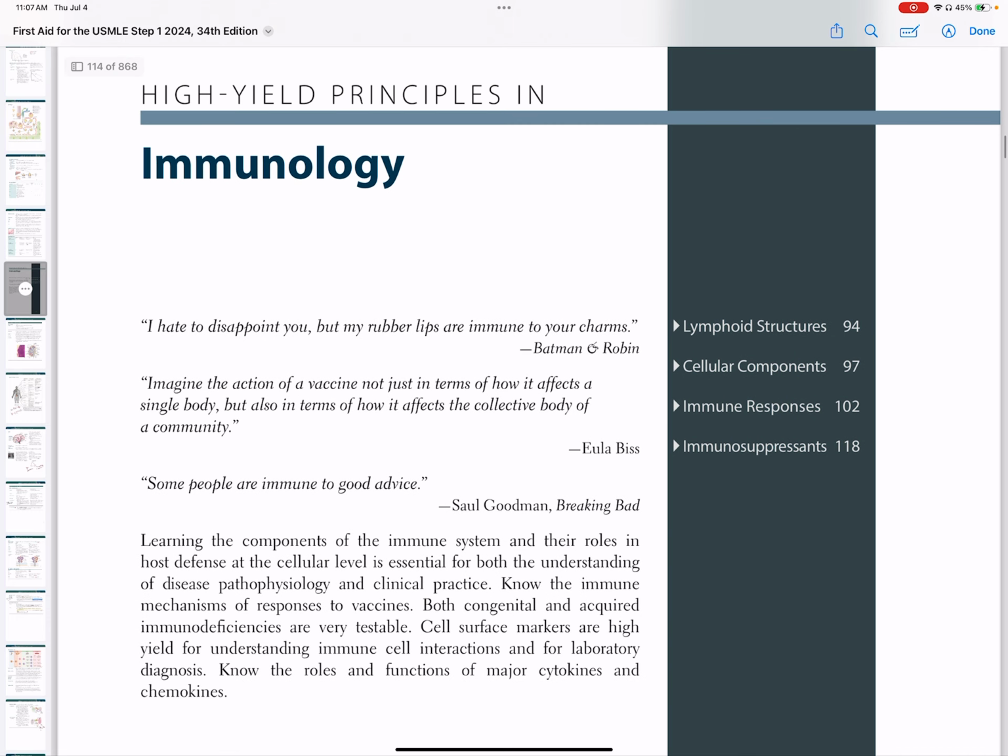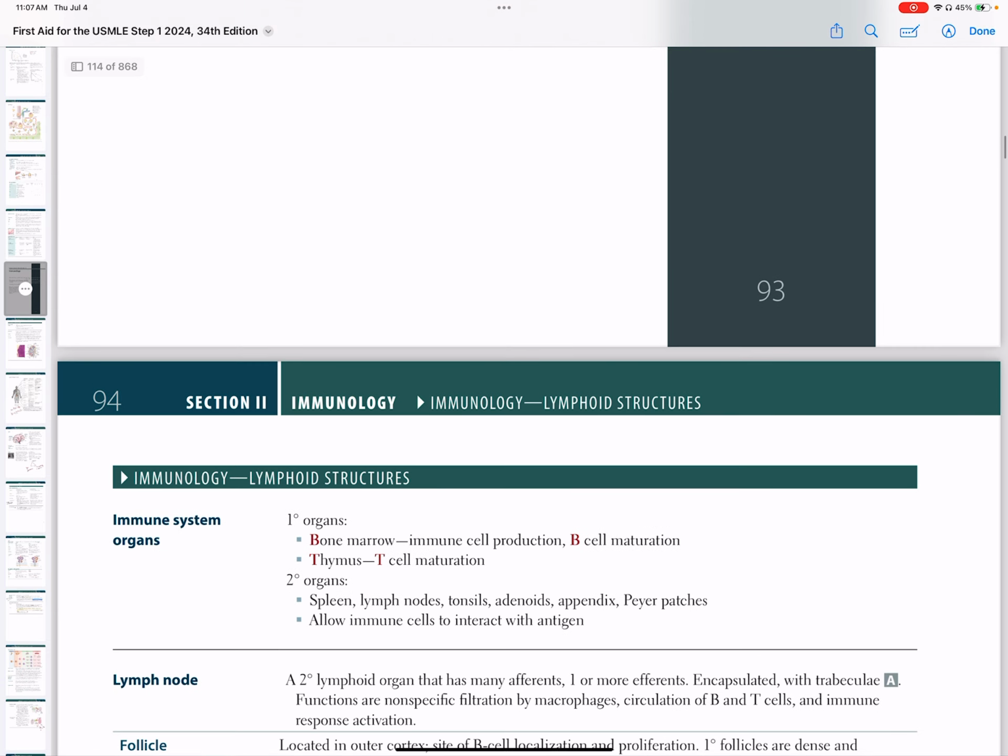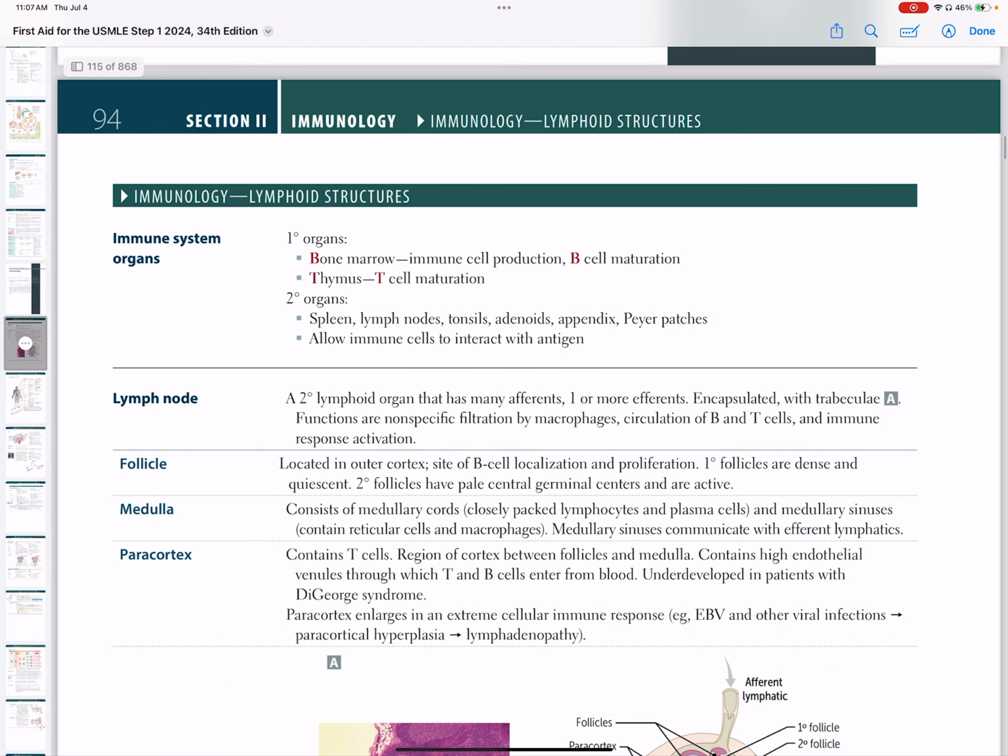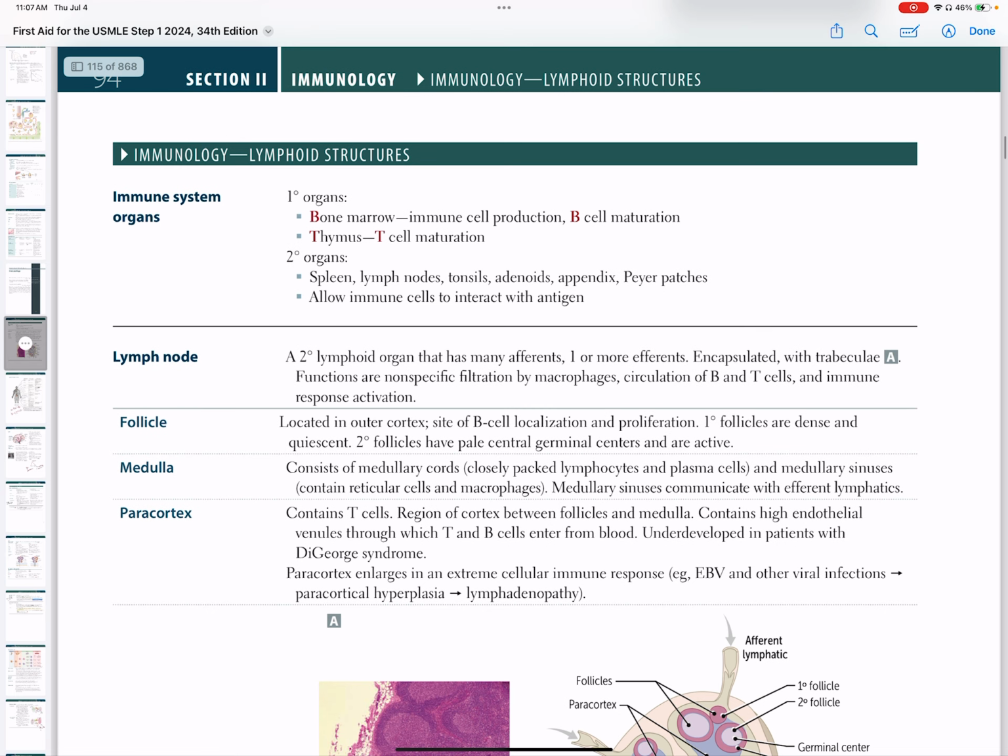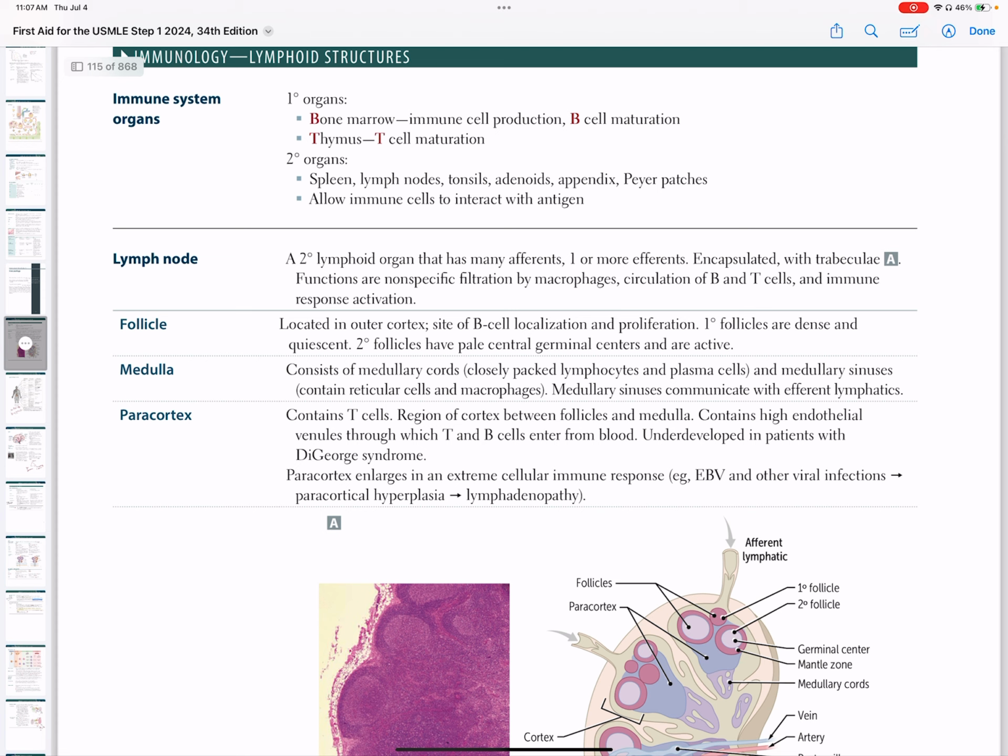I'm gonna go through the first day. The first thing is the immune system organs. We have primary organs and secondary organs. Primary organs are bone marrow and thymus. B is for bone marrow: B cell maturation, immune cell production. T is for thymus and T cell maturation. Next, we have secondary organs: spleen, lymph nodes, tonsils, adenoids, appendix, Peyer's patches. This allows immune cells to interact with antigens.